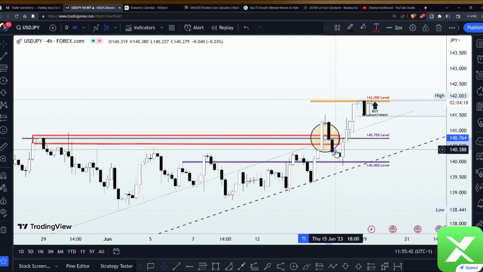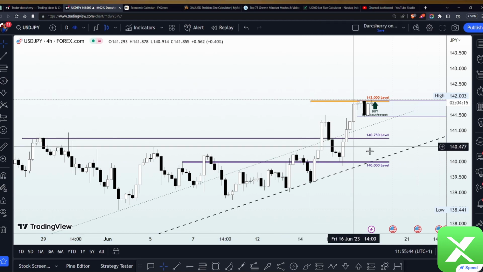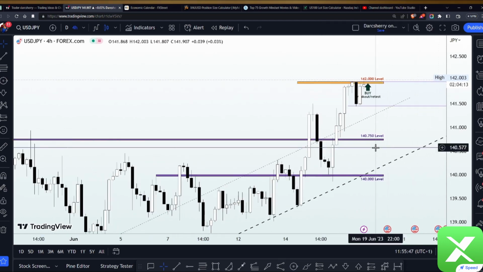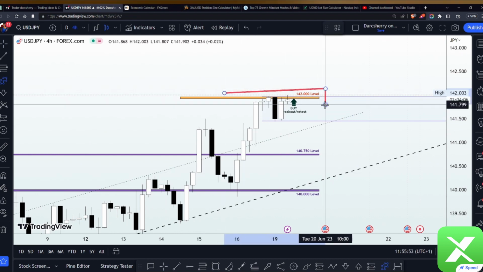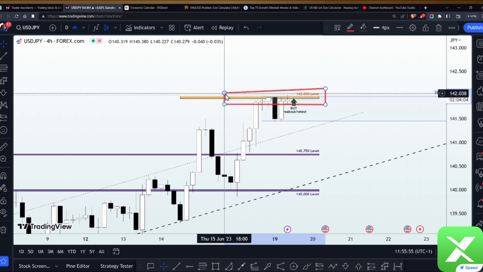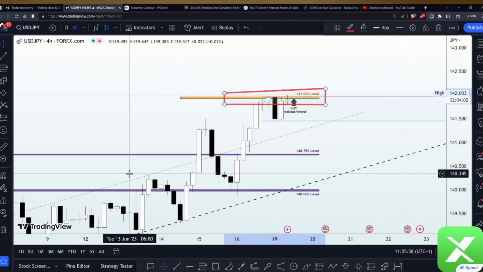We saw the breakout of this level here, and since then price action had continued to find higher highs. However, something interesting happened on the last trading day of last week, as we saw that as soon as price got to the 142.00 level, a very strong psychological level, considering the round figure of that price, we began to see selling pressure resume around that area.